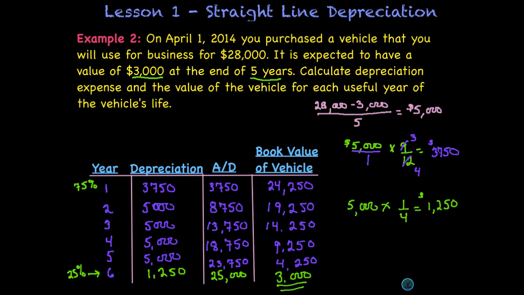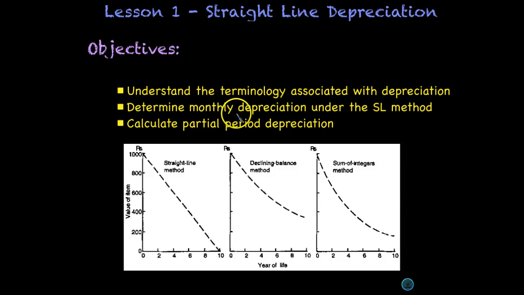Okay, that concludes our lesson today on straight line depreciation. So hopefully at the end of this lesson, there's a couple things that you can do really well. You understand the terminology associated with depreciation, and then you can calculate the monthly depreciation under the straight line method. It's really very simple. And then based on that, you can calculate partial period depreciation.